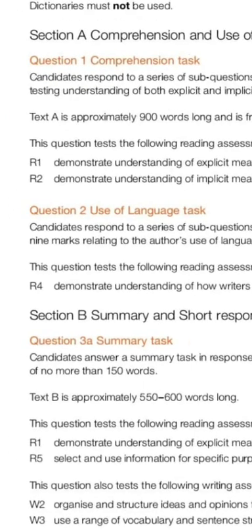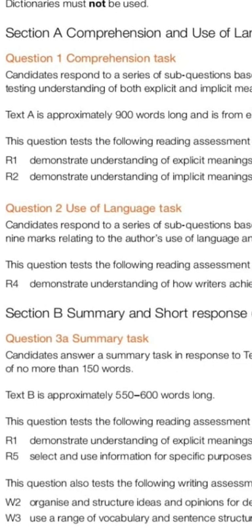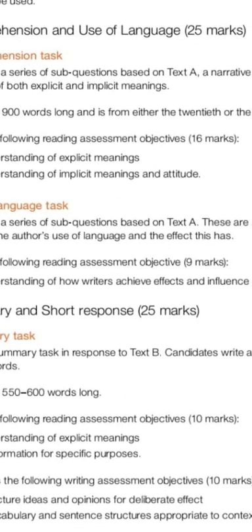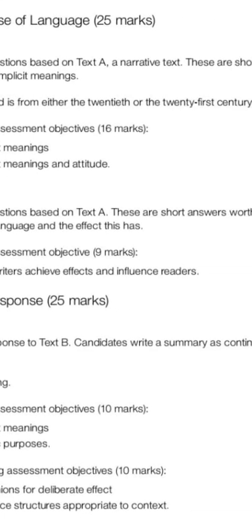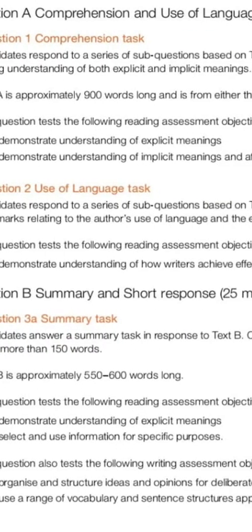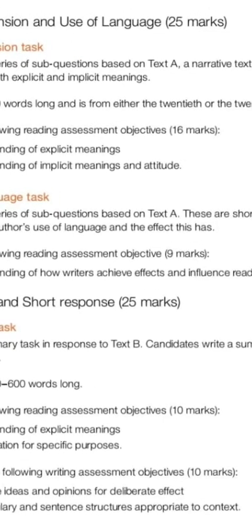In your paper 1, your reading paper, question number 1 is comprehension task, question number 2 is use of language task, and question number 3 has two parts. First is A, that is summary task, and in this summary writing task, basically candidates answer a summary task in response to text B. You all are aware that you have two texts. Text A is for comprehension and use of language task, and text B is for summary writing task, summary writing and short response. So candidates answer a summary task in response to text B.